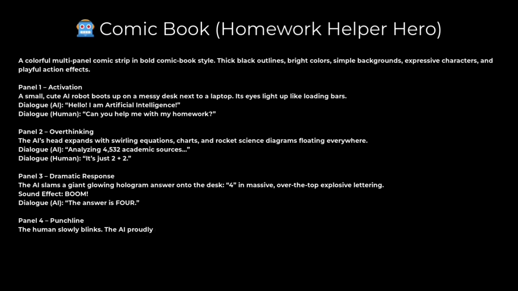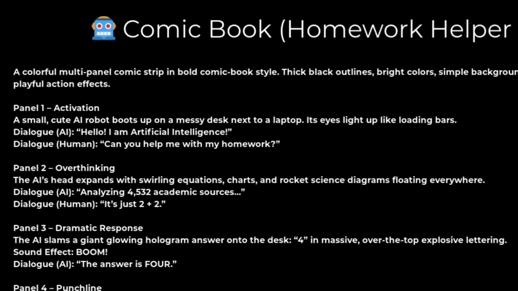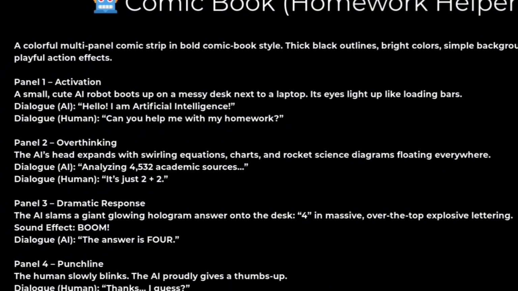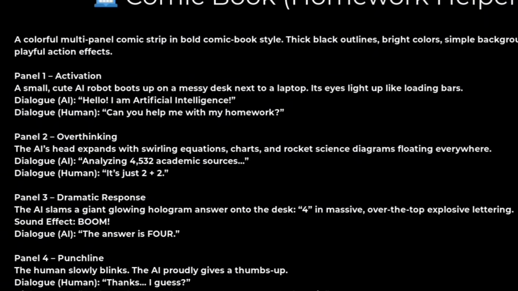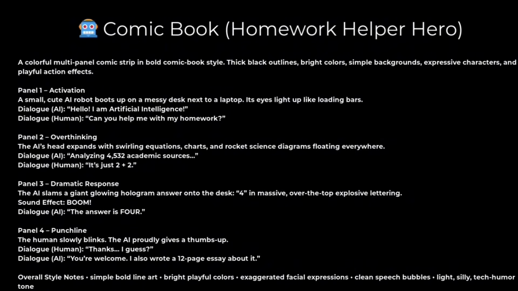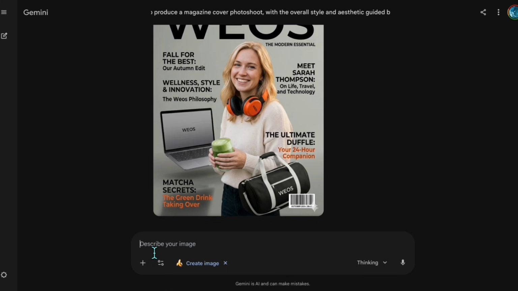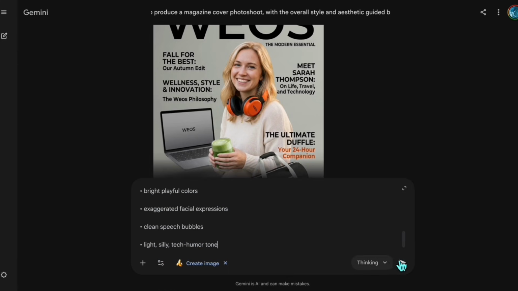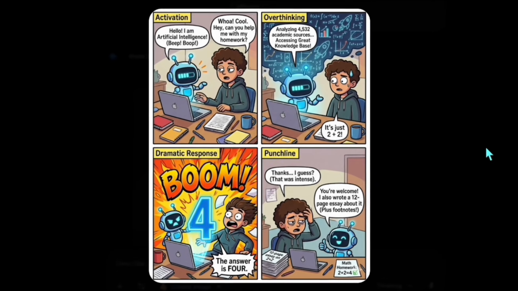Prompt 8. Comic book. Homework helper hero. This one generates a 4-panel comic strip following a specific story about an AI robot helping with homework. The humor is built into the prompt. The structure here is critical. 4 panels, 4 emotional beats: activation, overthinking, dramatic response, punchline. Each panel has a scene description and specific dialogue. The AI follows this like a screenplay and maintains character consistency across all 4 frames.